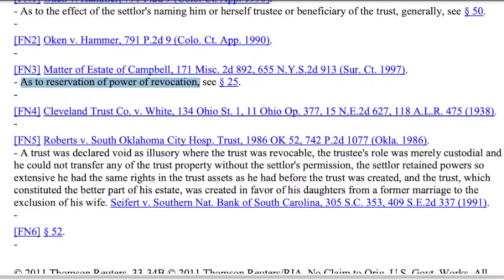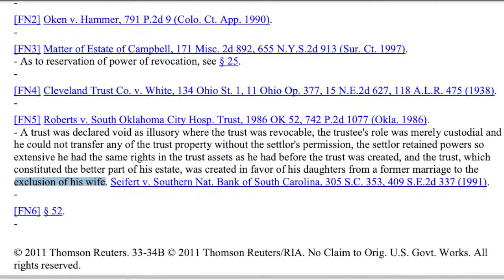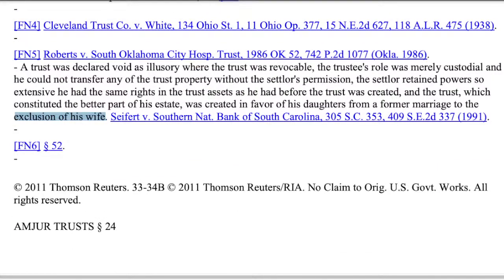Here we go, in a 1986 case, a trust was declared void, as illusory, where the trust was revocable. The trustee's role was merely custodial, and he could not transfer any of the trust property without the settlor's permission. The settlor retained powers so extensive he had the same rights in the trust assets as he had before the trust was created, and the trust, which constitutes the better part of his estate, was created in favor of his daughters from a former marriage to the exclusion of his wife. Wow. So, yeah, you've got to be careful with trusts to try to skirt around certain things.